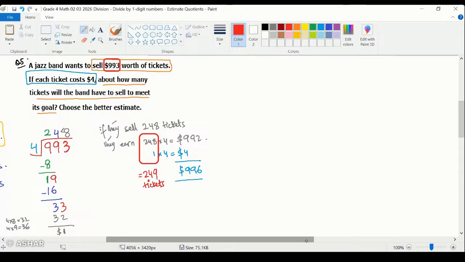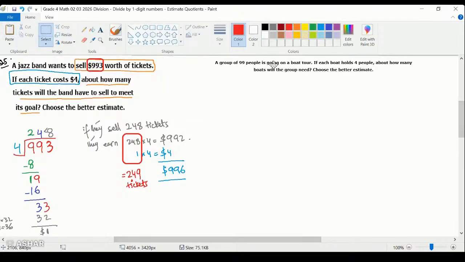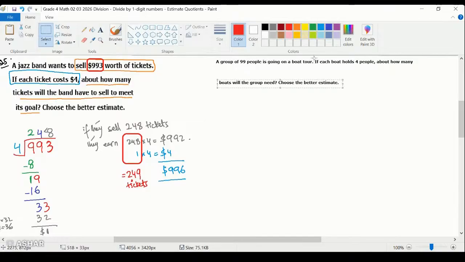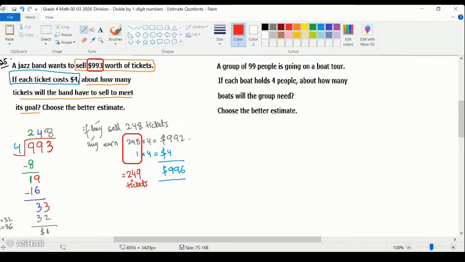For question number 6, it says a group of 99 people are going on a boat tour. Just a minute, please. Let me realign this. Choose the better estimate. Okay. If 99 people want to go on a tour, for question number 6, right?